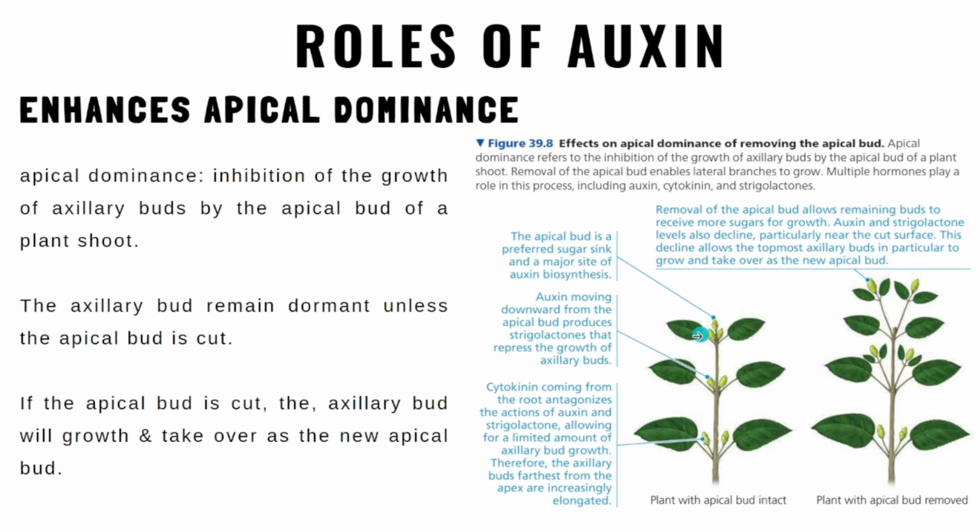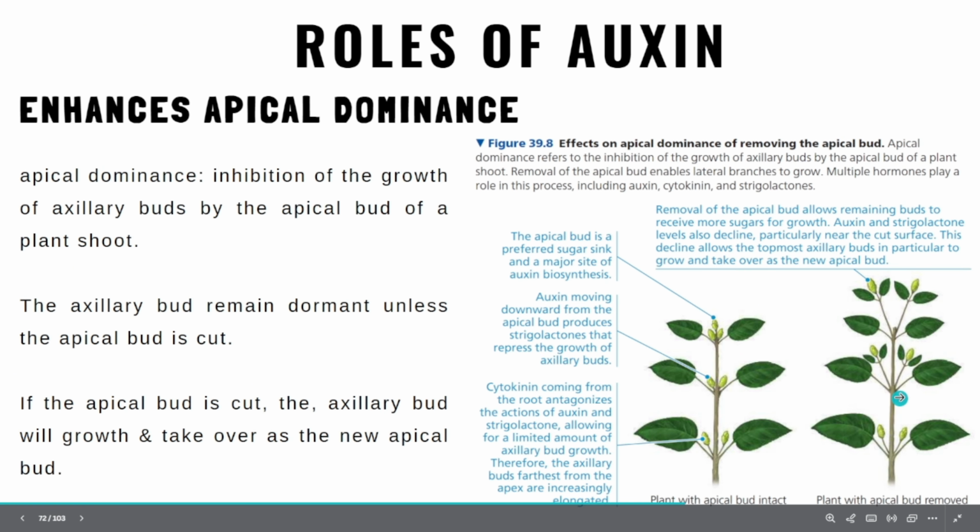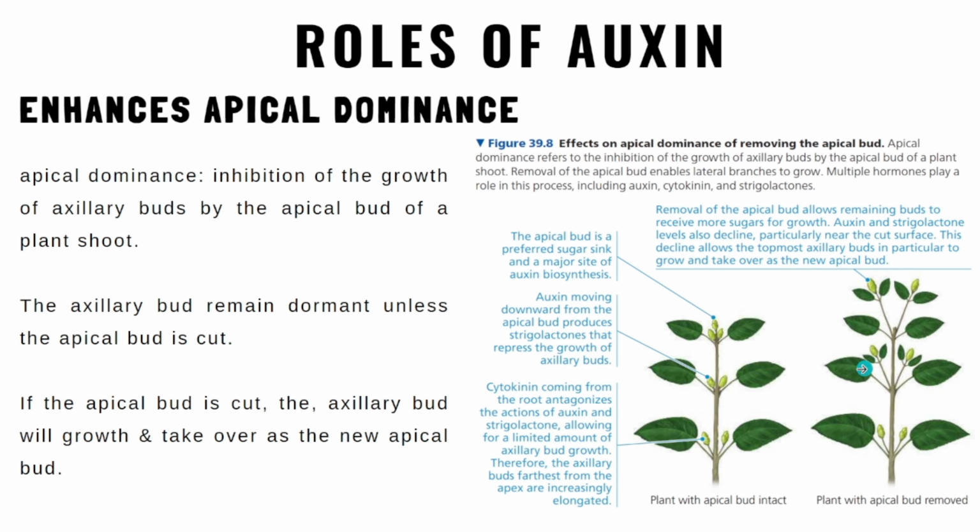Okay, this is an apical bud. So apical bud is a major part of the auxin synthesis. So normally your auxin will move downward from the apical bud, and produce another hormone we call strigolactone that inhibits the growth of the axillary bud. So that is why we say hence apical dominance. So the axillary bud is inhibited, no growth here. Okay, this diagram is with apical bud removed, meaning that the axillary bud has already grown.